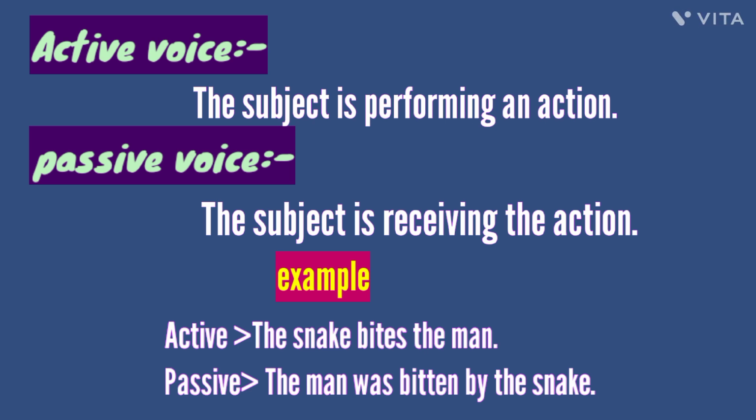In active voice, the subject of the sentence is performing an action. In passive voice, the subject is receiving the action. For example, the snake bites the man. Snake is the subject and bite is the action. Here, the subject is performing the action bite. So, it is in active voice.